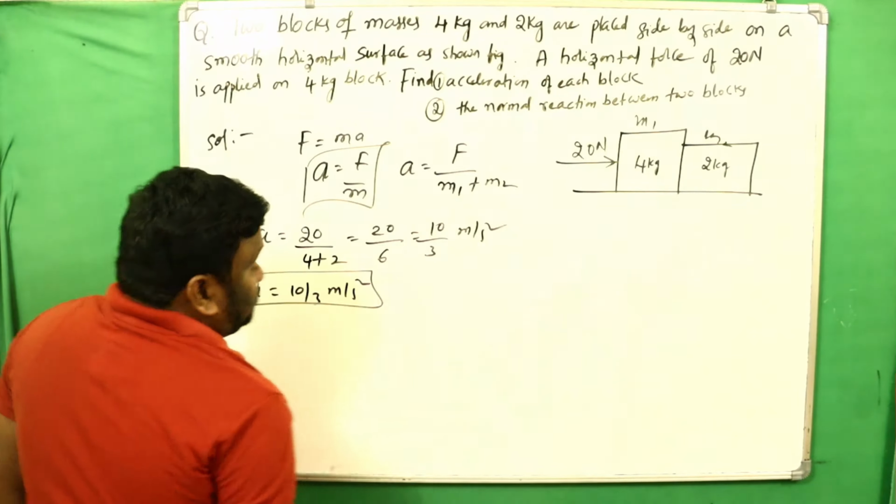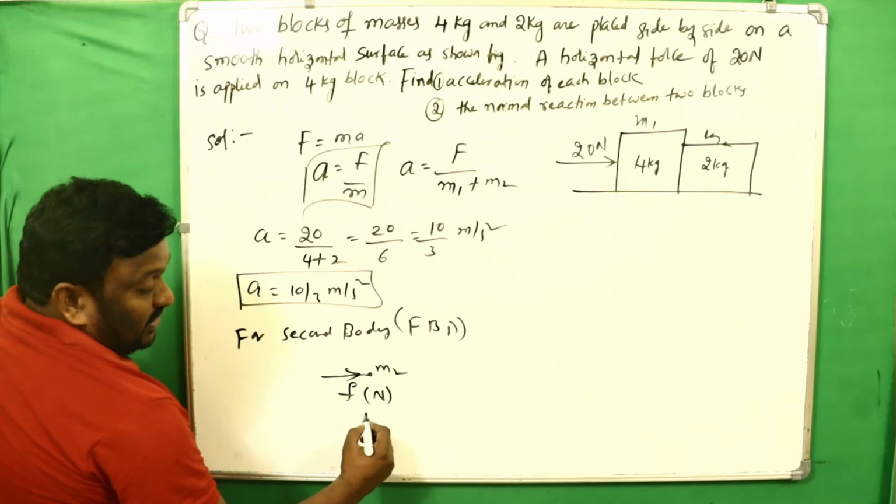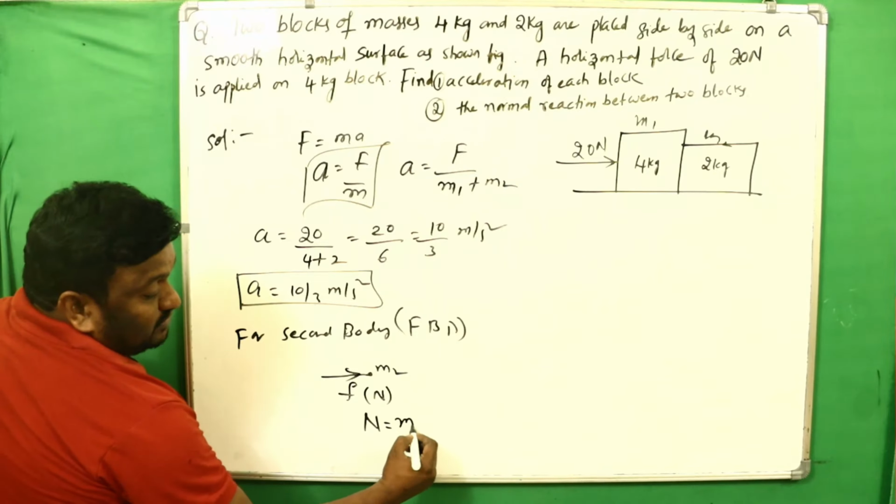Okay, for the second body, the free body diagram. So this is m2. On that we have only one force, that is the contact force or normal reaction, N. So N is equal to m2a. You can take it as N or F, as you like. So N is equal to m2a. m2 is 2, a value is 10 by 3. Then N is equal to 20 by 3. This is the normal reaction on the 2 kg block.